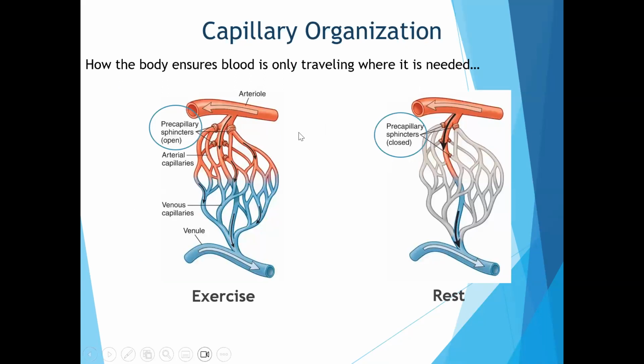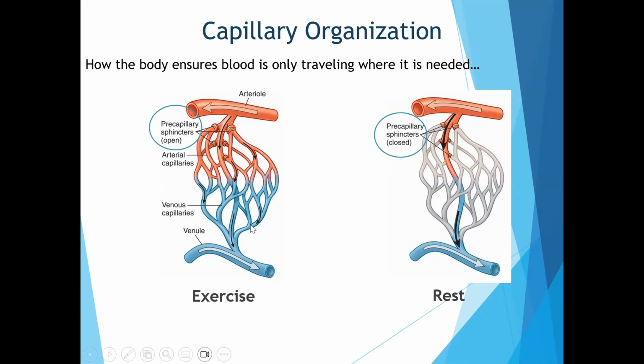Okay, so the actual organization of the capillaries is how we make sure that we get blood where we need to, and we don't want to be inefficient with the use of our blood. The picture on the left is showing during exercise. When we exercise, a lot of our muscles are going to need more blood flow. So as that blood travels through the arteriole, these precapillary sphincters are going to open. When they open, we can get blood through all the different arterial capillaries.